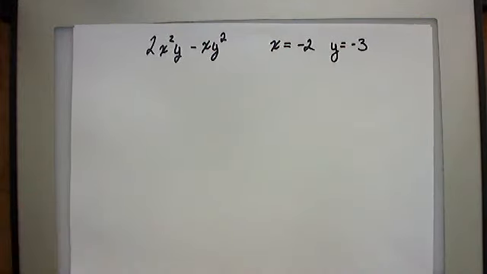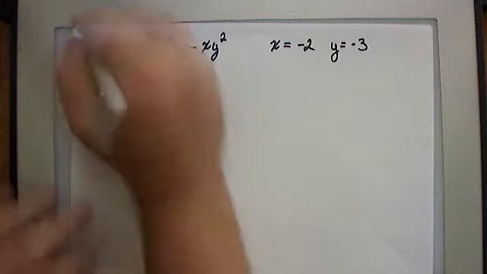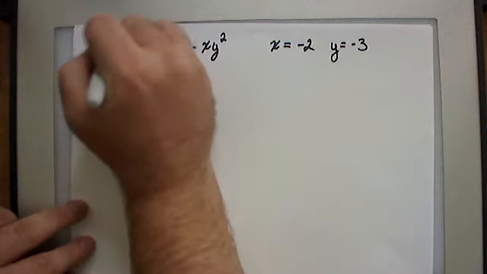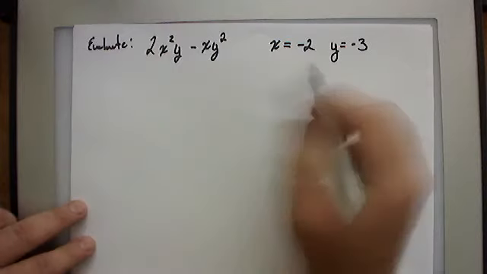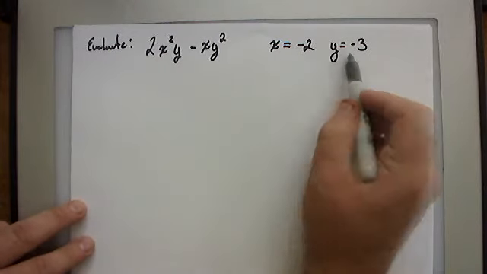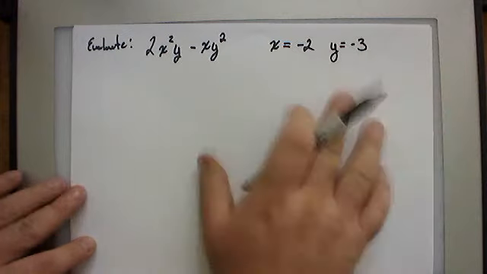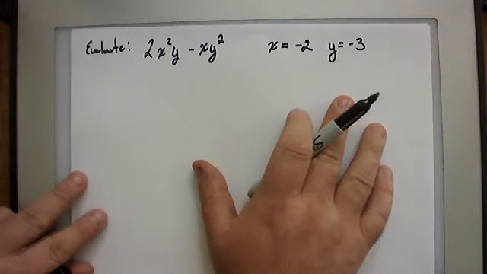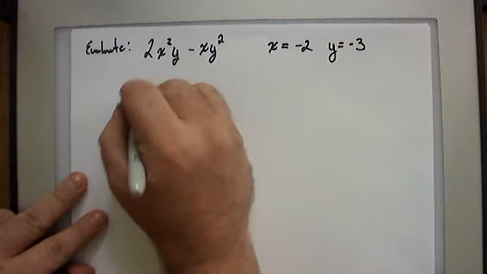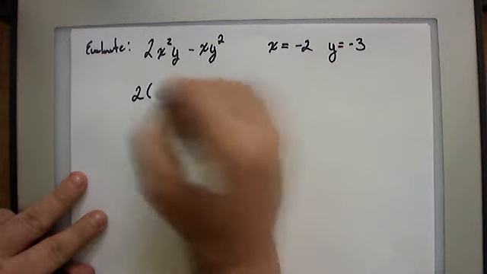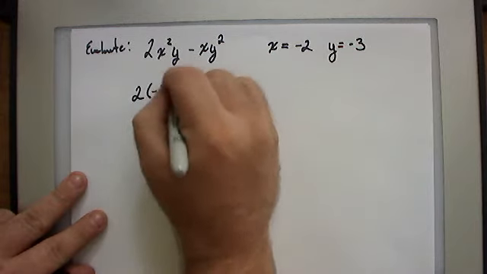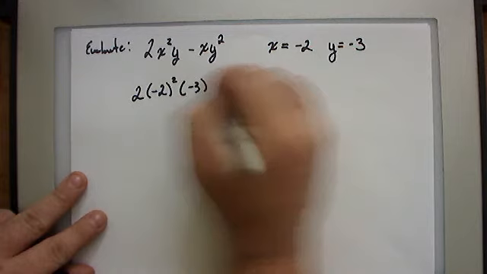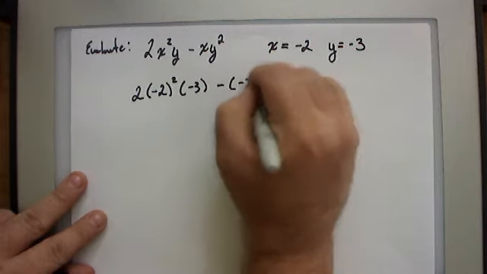All right. 2x squared y minus xy squared. And I want you to evaluate, okay? That would be the instructions. Evaluate. So I'm telling you x here is -2 and y is -3, so just plug them in. The issue is the order of operations, man. It's what it always is. People always have issues because order of operations is complicated, not the order itself, but how to apply the order.